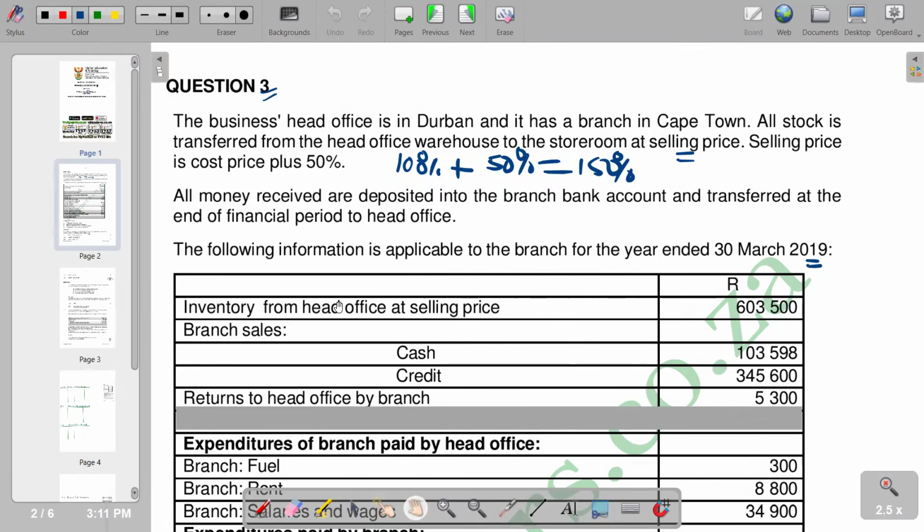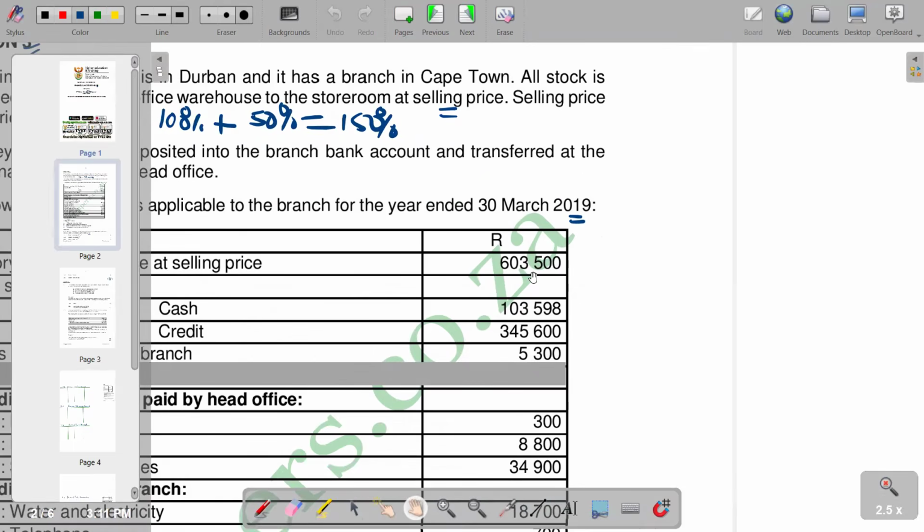In this case, this inventory is moving from the head office and going to the branch. So the branch is the one that is going to receive this inventory, so we are going to debit the branch inventory. So we have got two double entries. The first double entry is going to be done at selling price, and then the second double entry is done at markup. So, the double entry at selling price.